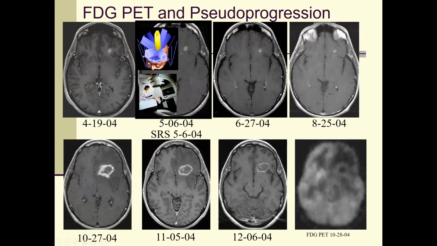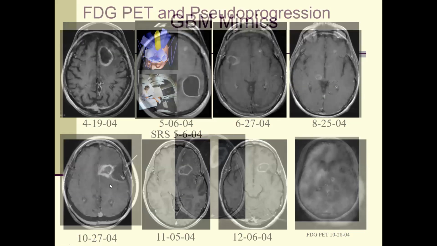One of the ways to differentiate progression versus pseudo-progression is to look at the activity of this process. If it is a progressive disease, you can have increased perfusion or increased metabolism. So you can do either a PET scan or a cerebral blood volume and perfusion scan to differentiate those.